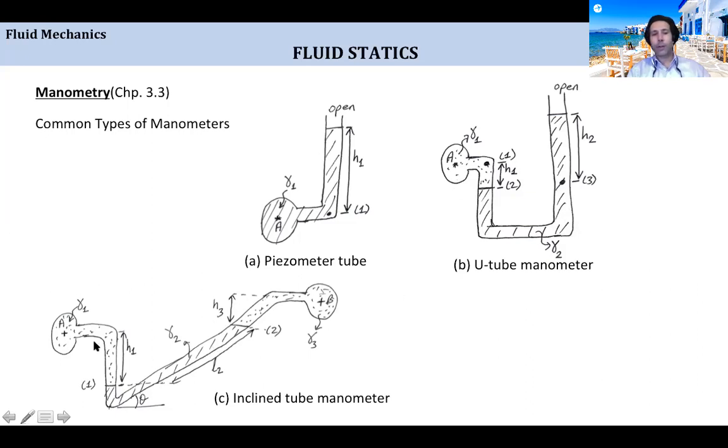Another type of manometer is the inclined tube manometer. These are good, for example, for measuring pressure difference between two, let's say if A and B are pipes, you can measure the pressure difference between the two pipelines using an inclined tube manometer. So this would give you differential pressure measurements in this setup. And in this case, instead of a vertical tube, you have an inclined tube, which gives additional sensitivity in pressure measurements that we will discuss soon.